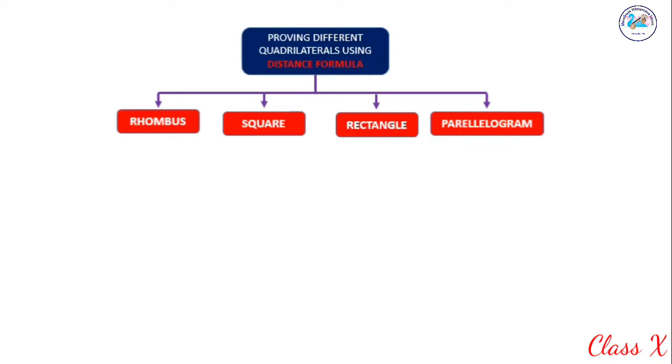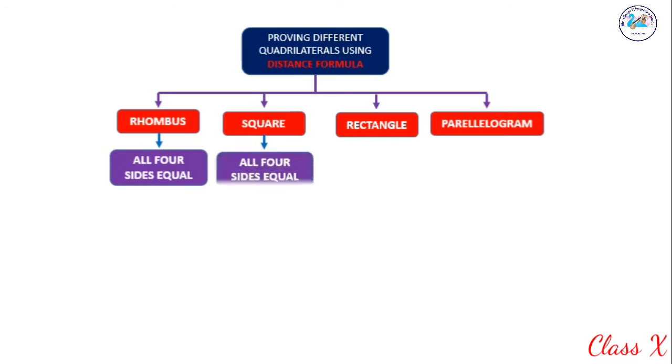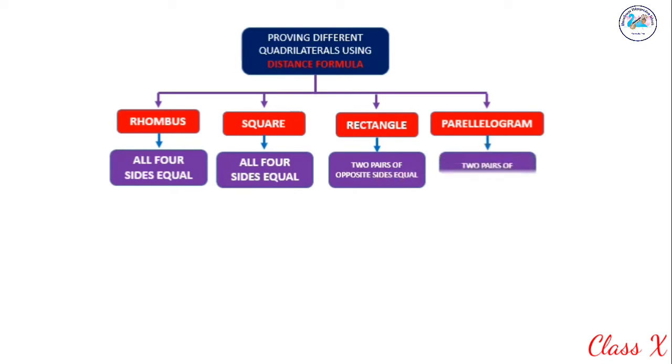Here we shall discuss how we will prove whether it is a rhombus, a square, a rectangle or a parallelogram. In case of a rhombus, we must prove that all 4 sides are equal. In case of a square also, we have to prove that all 4 sides are equal. In case of a rectangle, first we have to prove that 2 pairs of opposite sides are equal. And in a parallelogram also, 2 pairs of opposite sides are equal.